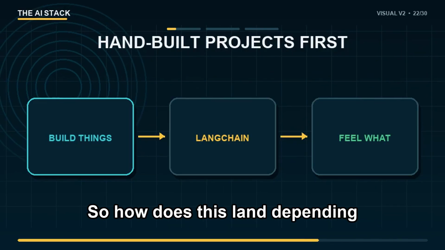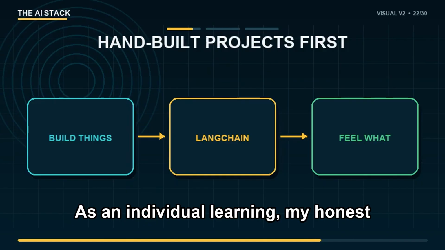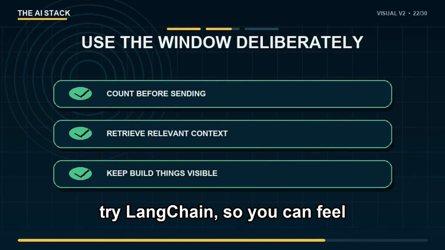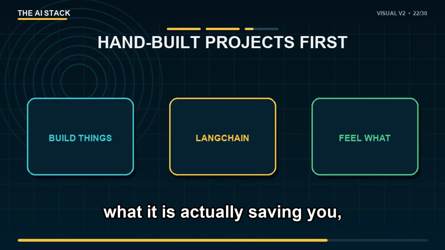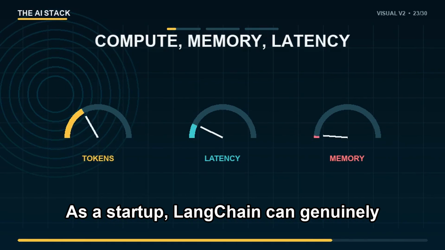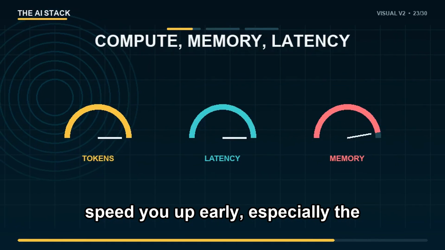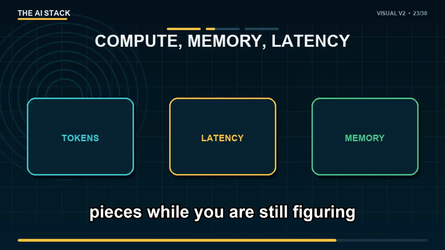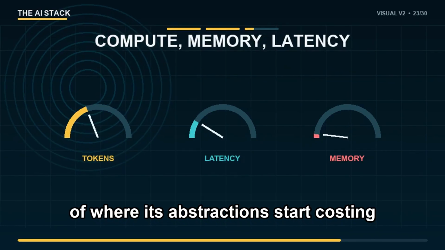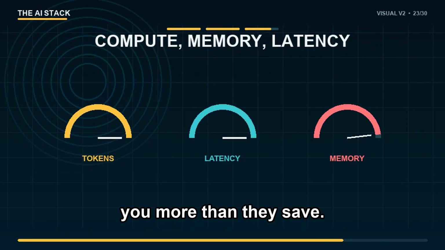So how does this land depending on who you are? As an individual learning, my honest advice is to build a couple of things by hand first, then try LangChain so you can feel what it is actually saving you rather than treating it as magic. As a startup, LangChain can genuinely speed you up early, especially the integrations and the ability to swap pieces while you are still figuring out your stack. Just stay aware of where its abstractions start costing you more than they save.